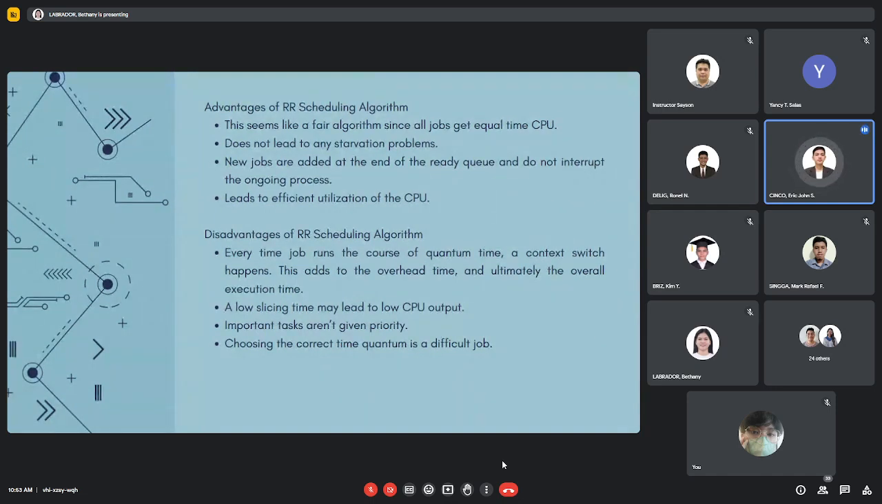Since the quantum time is equal, heavy or large tasks that should be prioritized can't be prioritized, because the quantum time given to every process is equal. And lastly, choosing the correct time quantum is a difficult job, since it depends on the duration time of your processes. And next slide please.